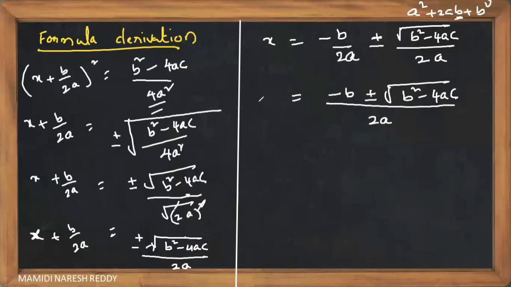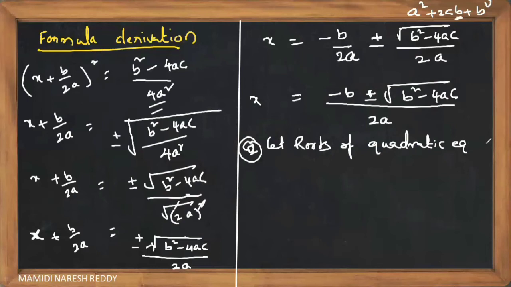Now this is x, children. As there is a plus or minus, each and every quadratic equation, as I told you already, has two roots, children. One root will be plus and one root will be minus, so that's why we have taken plus or minus here. So children, let us take the roots of the quadratic equation as alpha comma beta.